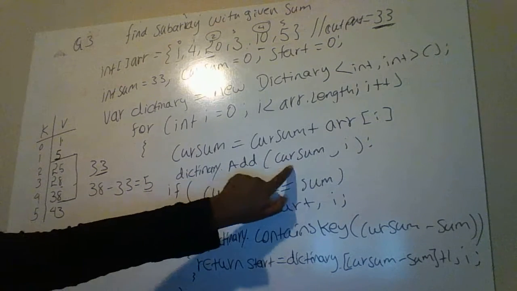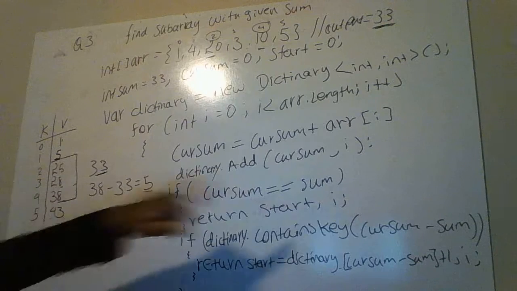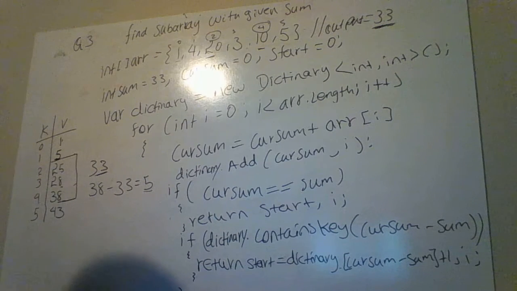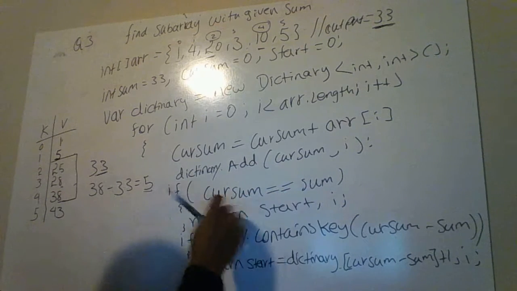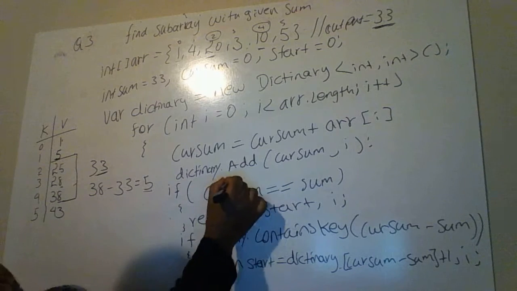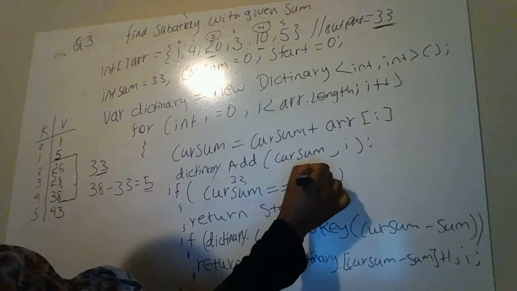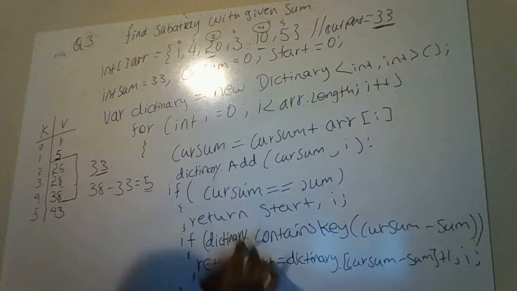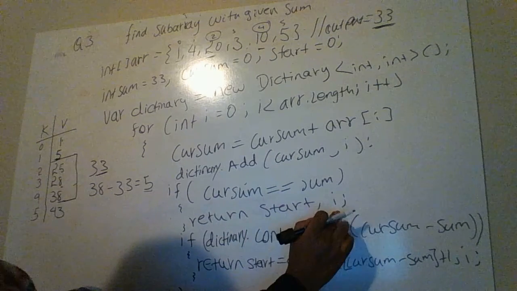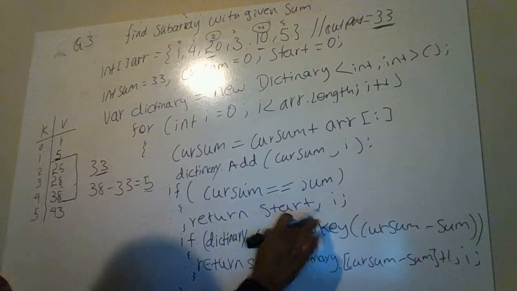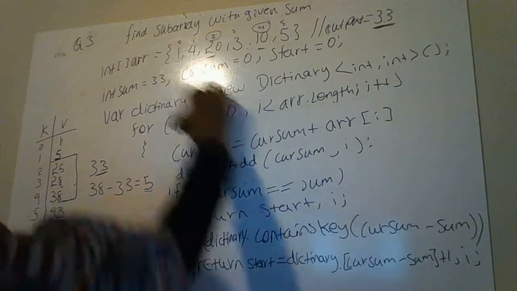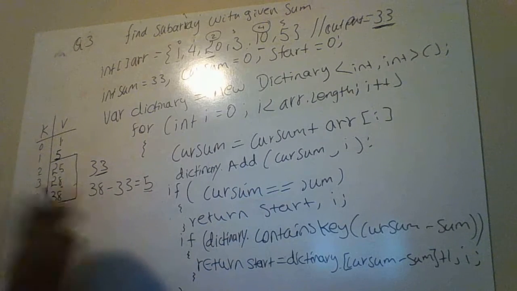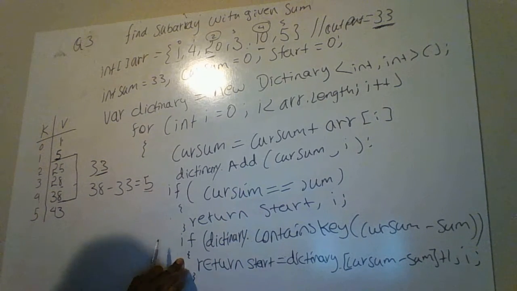Dictionary dot add current sum and index, and the i, which is the index. So while we are adding the numbers, if current sum equals sum, if somewhere we had current sum being equal to 33, in that case we would return start and i, whatever start would be from the first, it was 0, and then i would be wherever we were. But otherwise we're gonna go to this step.